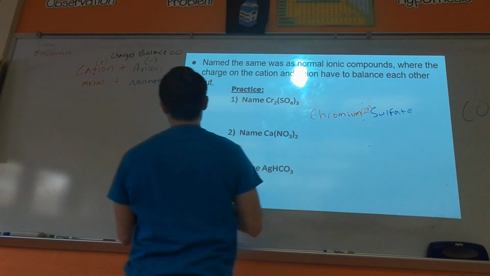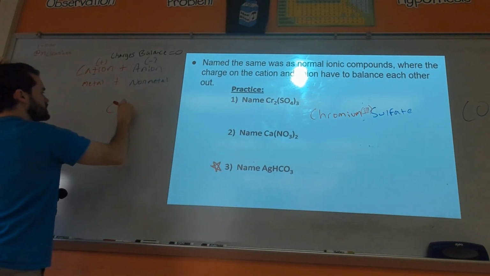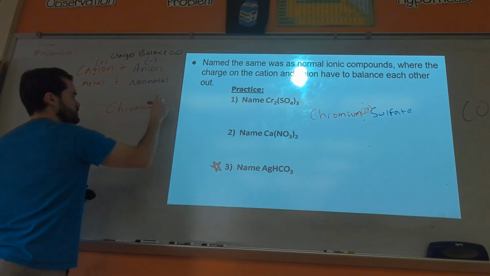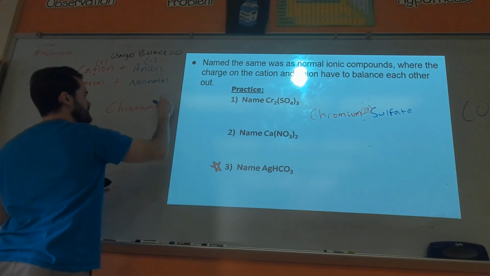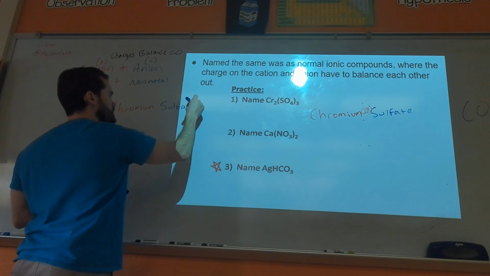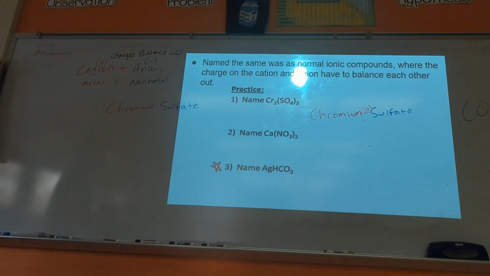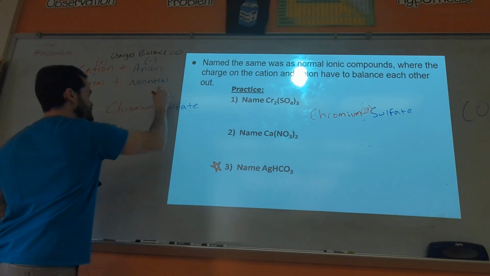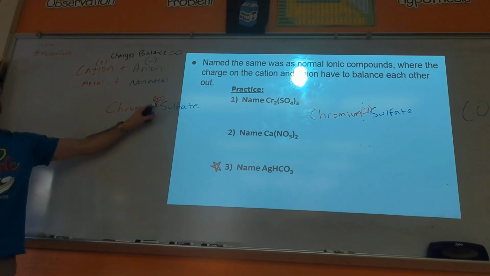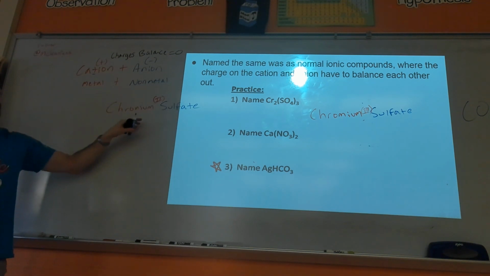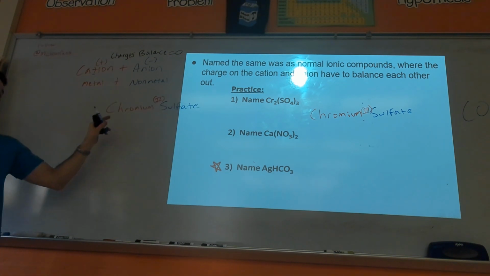Let's say we had chromium 2 sulfate. Think through, like on your paper, think through what the answer would be. Chromium 2 sulfate, what would be the chemical formula of that? I did it again. Chromium 2 sulfate. It's very easy to forget the Roman numeral 2, but it is wrong if you don't specify that too. Chromium 2 sulfate.